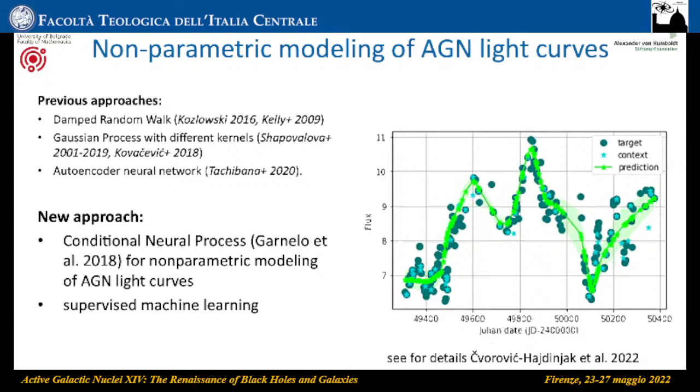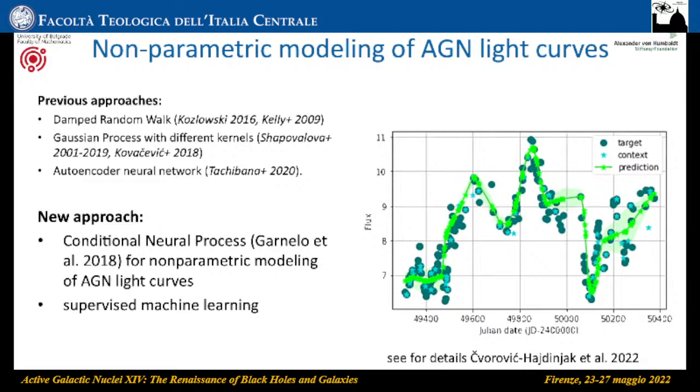Here we use the conditional neural processes, which are basically non-parametric modeling for AGN light curves, and it's a sort of supervised machine learning technique. And you see here a very nice illustration: by putting in some contextual points, we are reaching the target points and are able to reproduce light curves with a very irregular shape. And this had been just recently accepted and published in this paper by our student Eva.